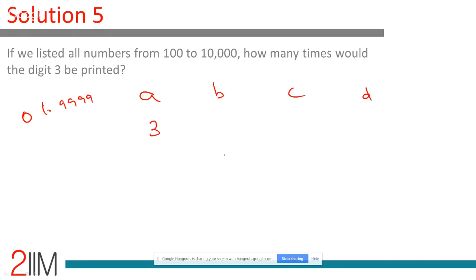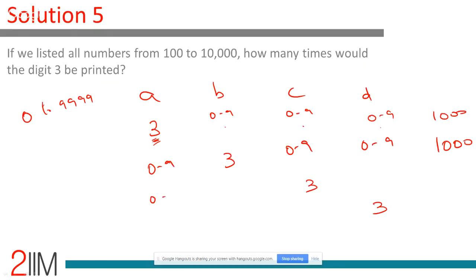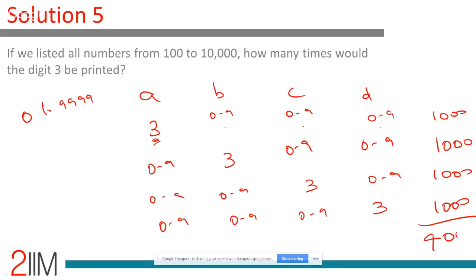3 can get printed here, here, here, here. How many times will the digit 3 be printed here? If this were 3, the others go from 0 to 9, 0 to 9, 0 to 9: 10 into 10 into 10, 1,000 times it will get printed here. When it's printed here, the others again go 0 to 9, 0 to 9, 0 to 9. Once again, 1,000 times. Same for the third place, 1,000 times, and the fourth, 1,000 times, so it gets printed 4,000 times.